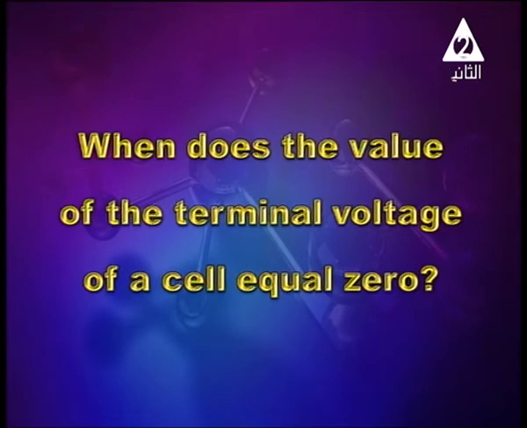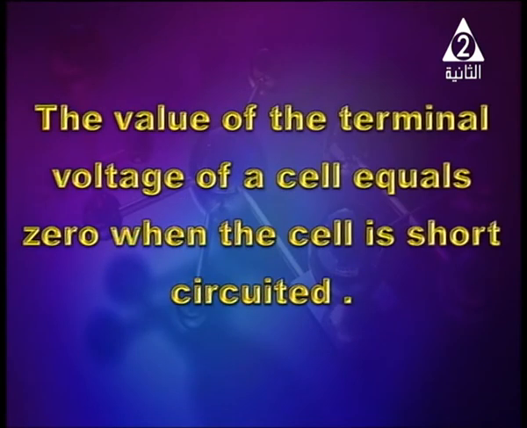Another: when does the value of the terminal voltage of a cell equal 0? It's all easy. When the cell is short-circuited. What does short-circuited mean? When it is connected to 0 ohmic resistance. So the value of the terminal voltage of a cell equals 0 when the cell is short-circuited.